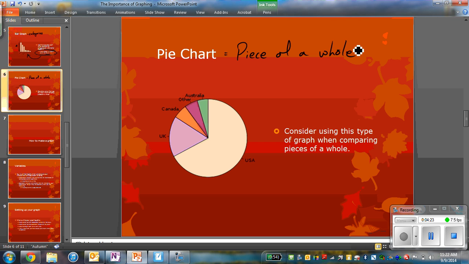So let's say you were going to see how many current students in our school came from different countries, or maybe their grandparents came from a different country. You may find that a majority of students have their parents and grandparents come to the United States. Maybe a smaller percentage come from the United Kingdom, smaller from Canada, some from Australia, and maybe some from other countries, all lumped into one category. The reason we're using a pie chart here is because we're comparing the whole school.